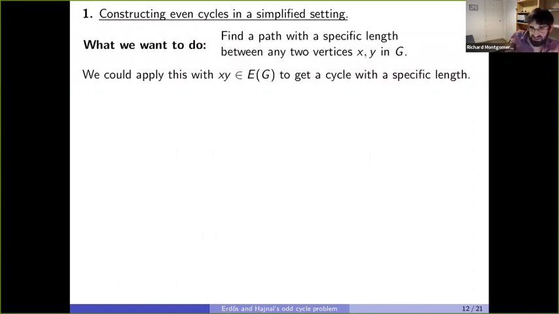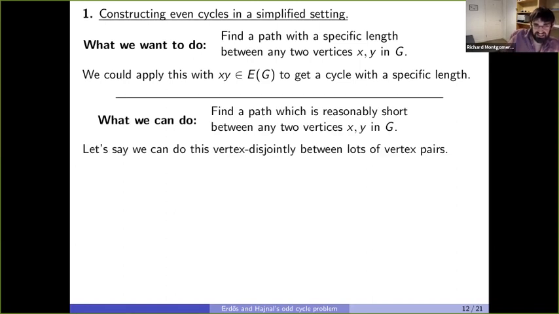So what I want to do is to be able to find a path of this specific length between any two vertices, x and y, in a graph G. And then I can just apply that with x and y being just some edge in my graph, and I'll get a cycle with a specific length. So this is a property that I'm desperately trying to work towards. Let's assume that I can do something that is much easier. So let's assume that I can find a path between those two vertices x and y, and it's just reasonably short. That's the only thing I want to impose on it.